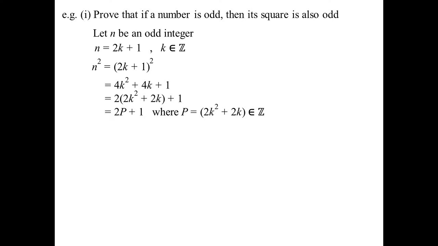But remember, k is an integer. So it's fair enough to say 2k squared plus 2k is also an integer. I mean, square an integer, you get an integer, and so on. So yes, I could rewrite that as 2 times p plus 1, where p is some integer. So it fits that definition that we started with as an odd number. So if n is an odd number, n squared is also an odd number. Okay? So that's a direct proof.